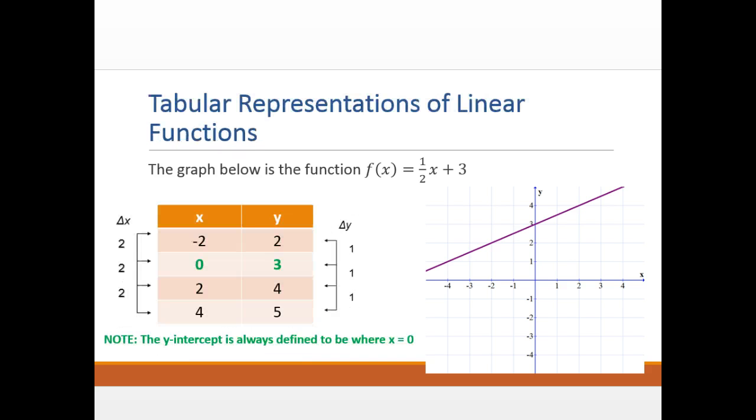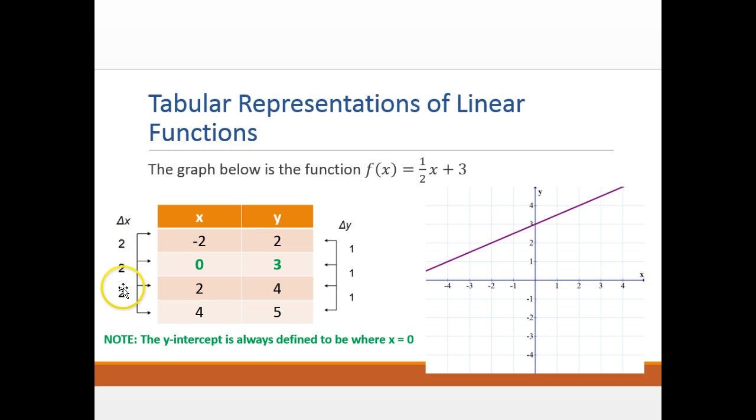We could also use functions with tabular representation. We are able to identify, the graphs are a little bit easier to see. We can look at a graph and say that's a straight line. Tables are a little bit trickier, but if we look at a table, notice each of these x values differ by 2. In other words, the distance from negative 2 to 0 is 2. Distance from 0 to 2 is 2. The distance from 2 to 4 is 2 as well. So that's my delta x here.